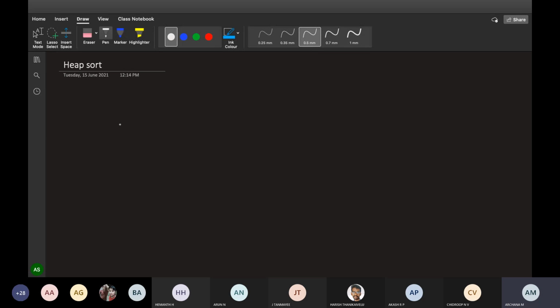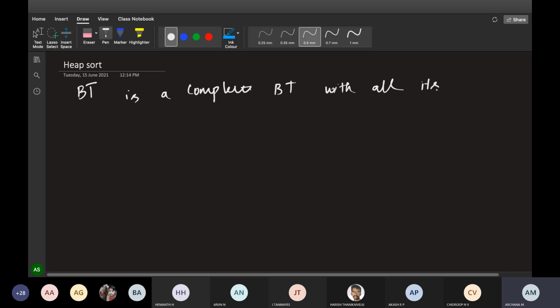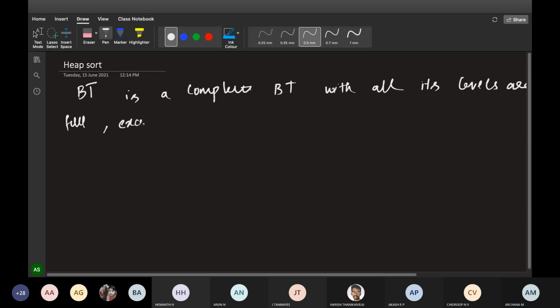We have seen that is BT complete. Whenever you take it as a heap, a binary tree should be a complete binary tree, with all its levels full except the last level. This is the first important rule.